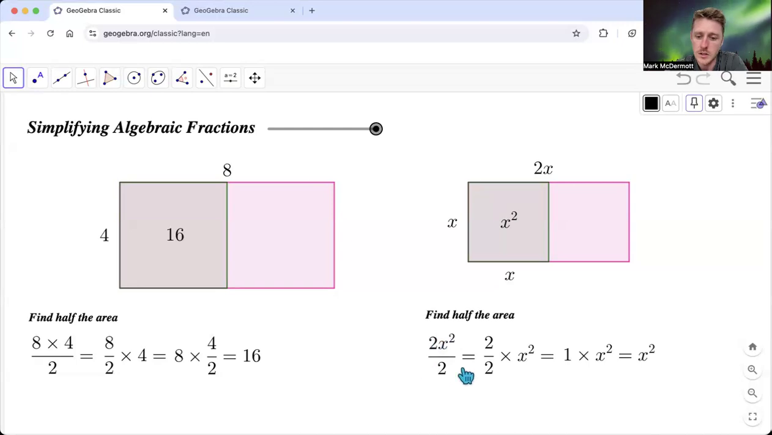Really what's happening is the 2 divided by 2 becomes a 1. So what you'll often learn is just cancelling the 2's. That 2 cancels with that 2. But the reason is because it becomes a 1, and anything multiplied by 1 is itself.